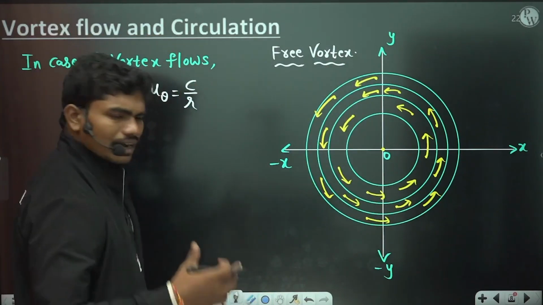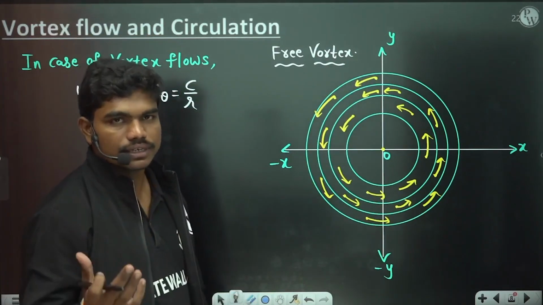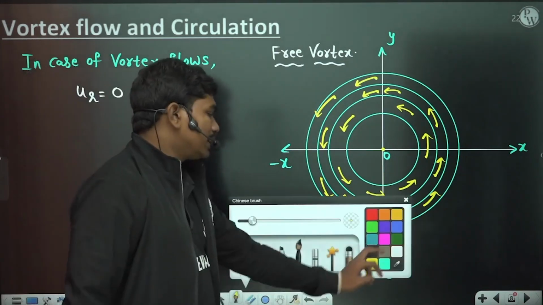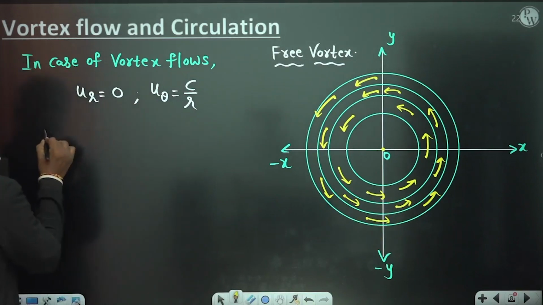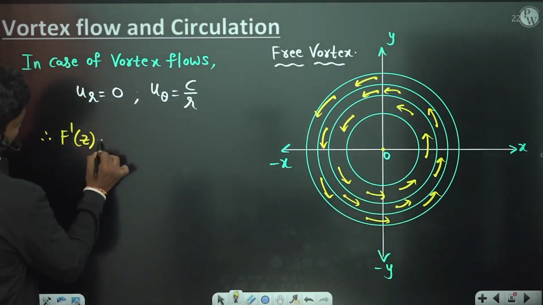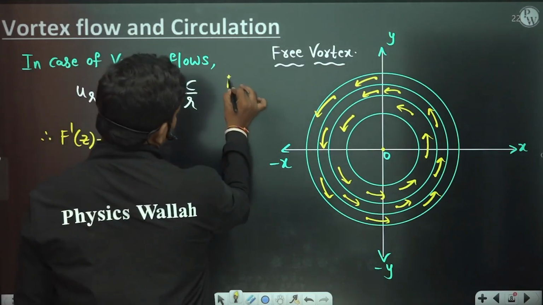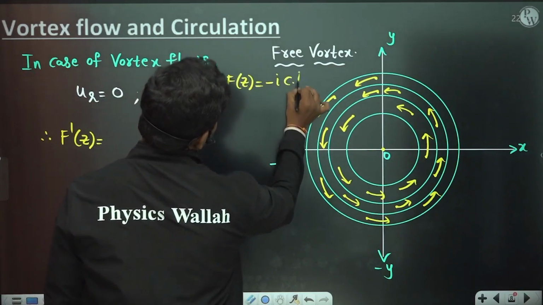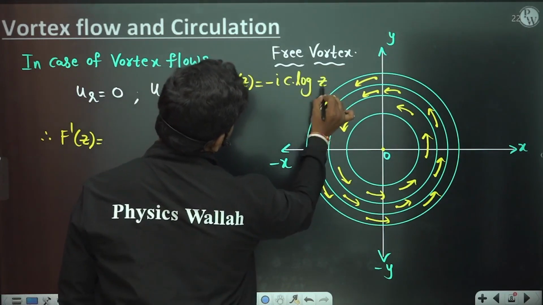Okay, basically you can understand if I write only vortex flow, that I mean free vortex flows. Okay, so this is a free vortex. Now U theta is equal to C by r. Now therefore if you write f dash of z, okay, first of all before doing the analysis I'll give you the function. f of z is equal to minus i times c into log z to the base e is what you will get.